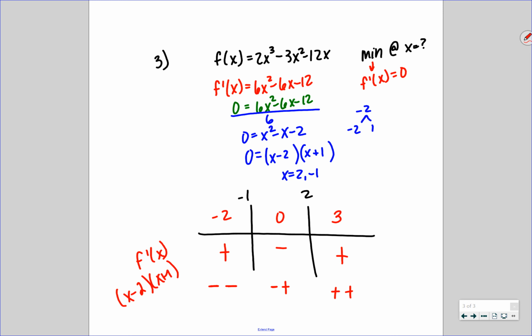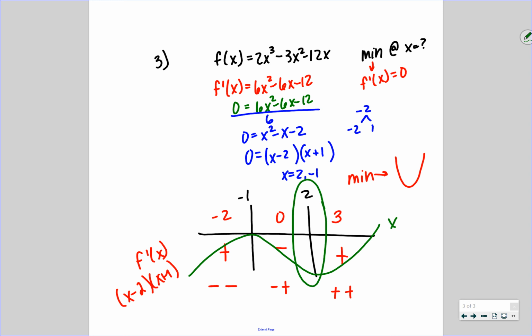I'm looking for a minimum. A minimum happens when you go from down to up. So I'm looking for negative to positive. So if I was to draw along this, this would be increase, this would be decrease, this would be increase. My minimum happens here at x equals 2. It's where you change from going down to going up. That is letter C.